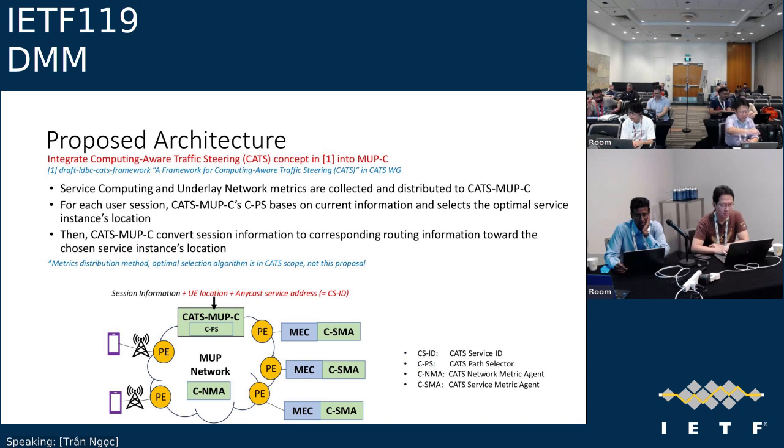So this is the architecture. What we do to address the problem is we want to integrate the Computing-Aware Traffic Steering (CATS) concept into the MAPC. The reason we consider the CATS concept is that inside the CATS framework, the service is represented by a CATS service ID, and any anycast address is one of the implementation methods for the CATS service ID. So by integrating CATS into the MAPC, this MAP architecture can provide support for anycast.